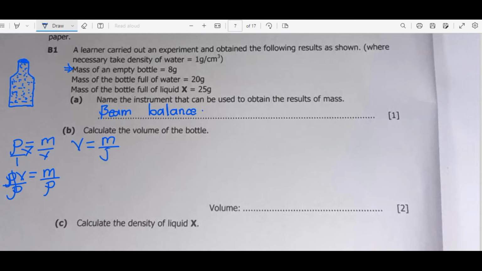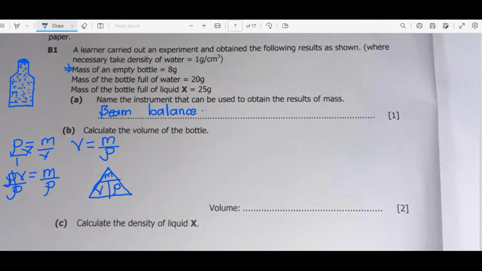Or I don't know if you are able to remember this triangle. This triangle can help you to remember, where here we put mass, then volume, and here we have density. If we want mass, you multiply volume times density. If you want volume, it's mass divided by density. If you want density, it's mass divided by volume. So you can use this to help you remember.